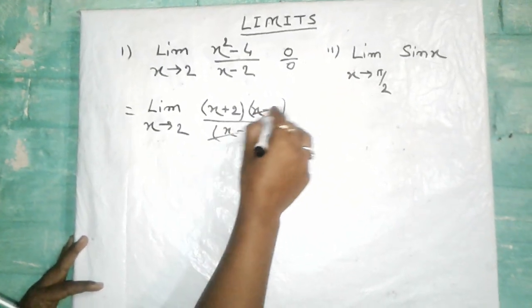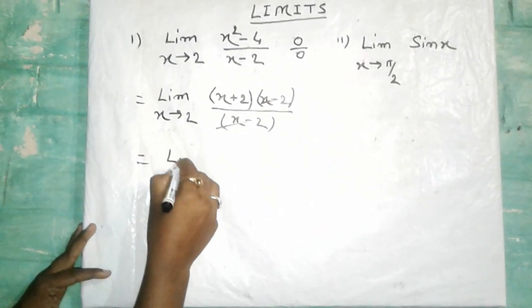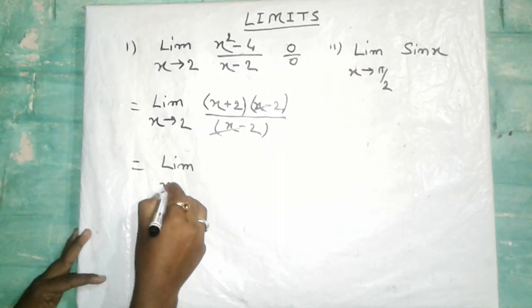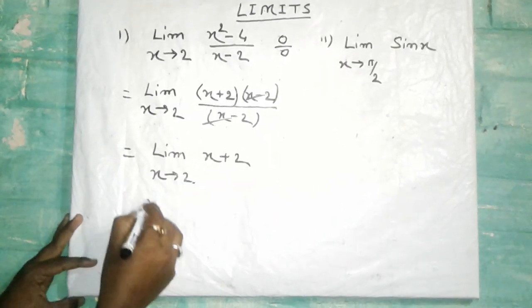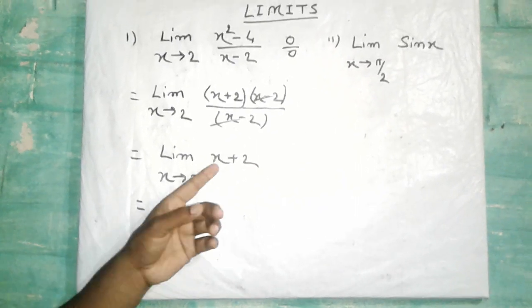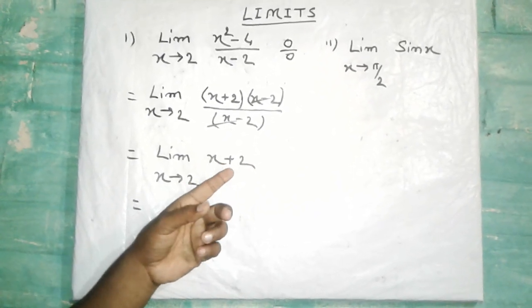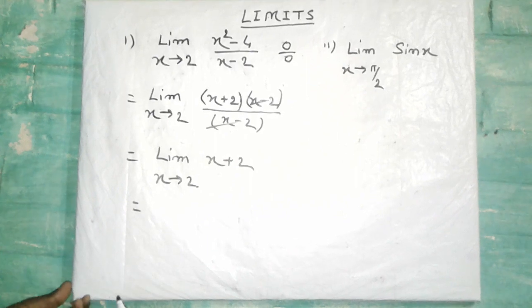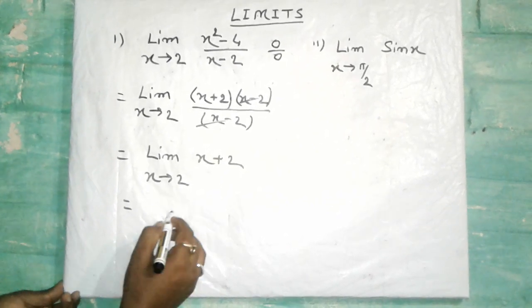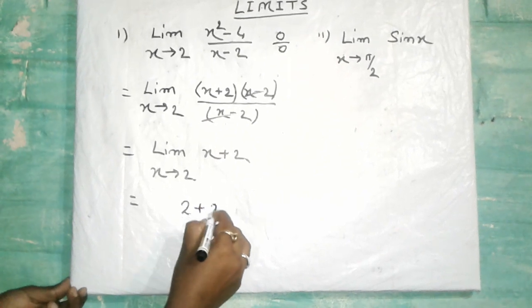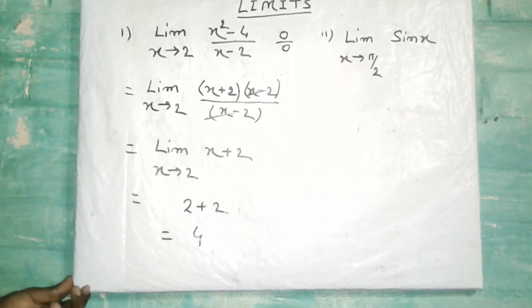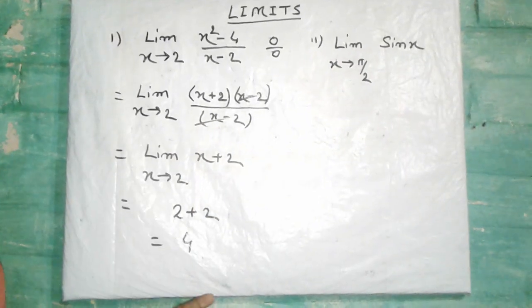So now x minus 2 will cancel out. We will get limit x tends to 2, x plus 2. Now you can see that we are in a position to put the value, because in the denominator it will not come 0. So if I put 2 in place of x, then I will get 2 plus 2, that is 4. So this is the way to find the limit.